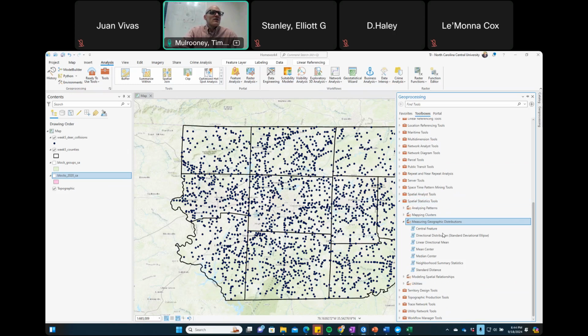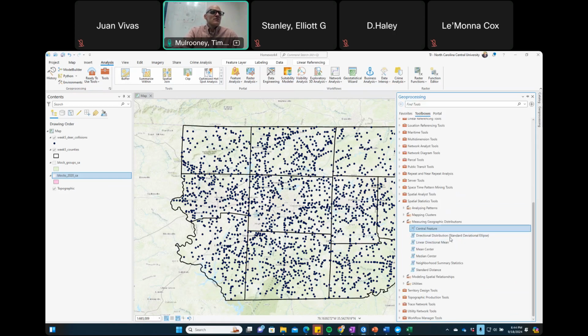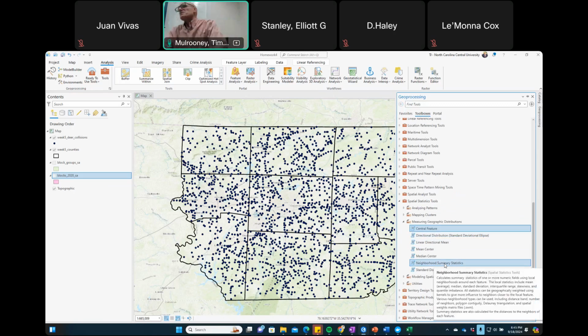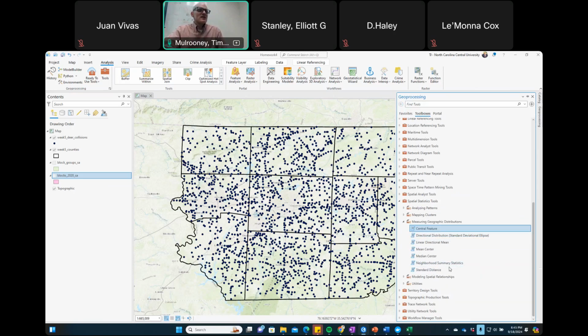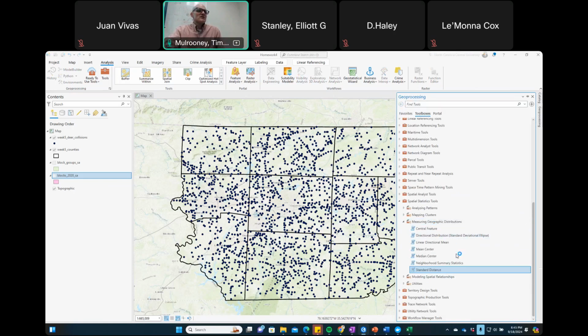And look what we have here. Central feature, mean center, median center, neighborhood summary statistics. I don't even know what that means. I could probably take a good guess at what it is, but I don't even know what it is. And these are all new tools that are being added. And then the standard deviation, standard distance, which is your standard deviation ellipse. Okay, so what I'm going to click on here is my mean center.